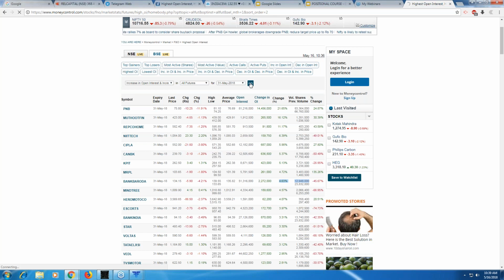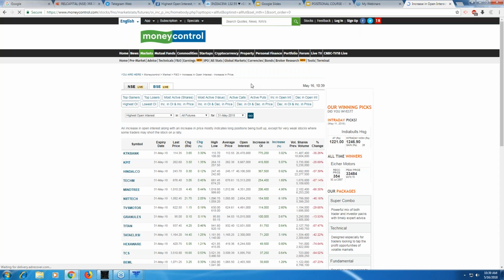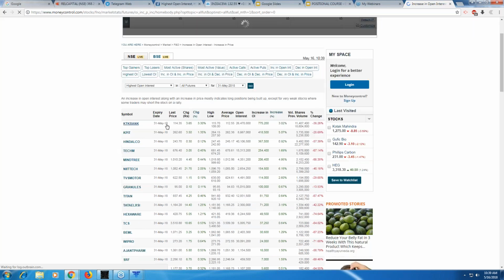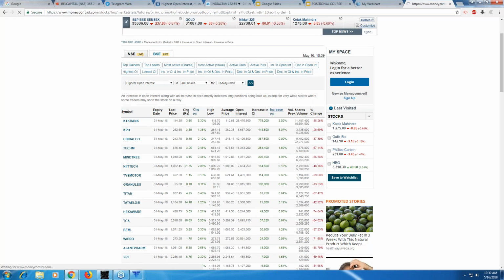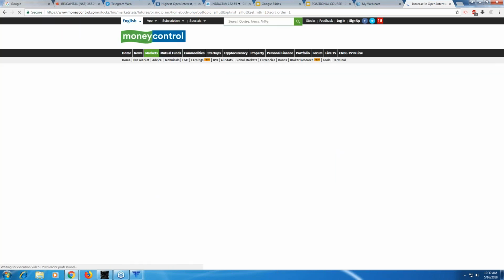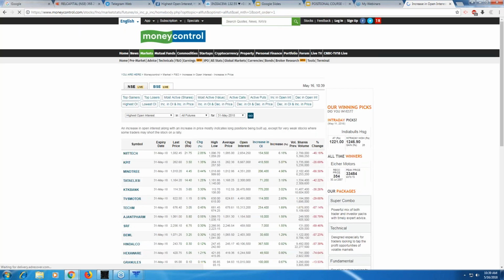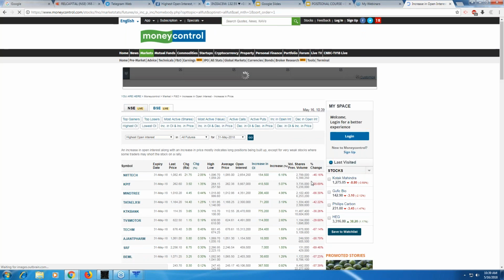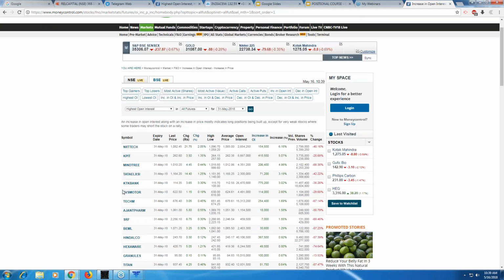So you will see where the longs are being built. Karnataka Bank, KPIT, and let me just arrange this in increasing order. The highest open interest is in NIIT Tech, KPIT, Mindtree, Tata Elxsi, Karnataka Bank, TVS Motors. These are all where the longs are being built. That is what I showed you here as well.